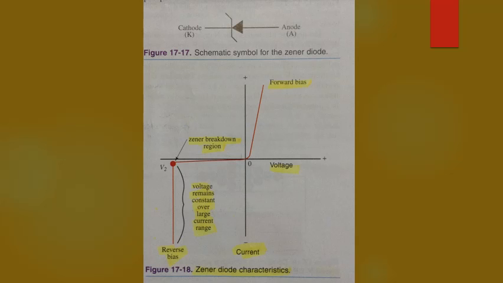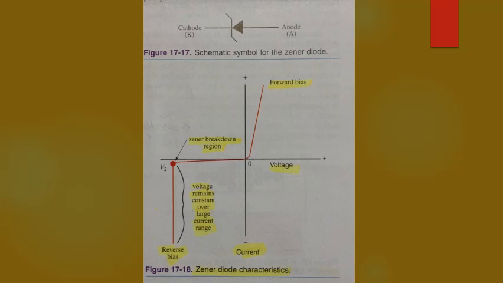Zener diodes. An electronic device that can be used as a voltage regulator is the Zener diode, figure 17-17. Figure 17-18 shows a characteristic curve for a Zener diode. When the diode is forward biased, it acts like a diode or a closed switch. However, the Zener has unique reverse bias qualities that make it differ from the typical diode.